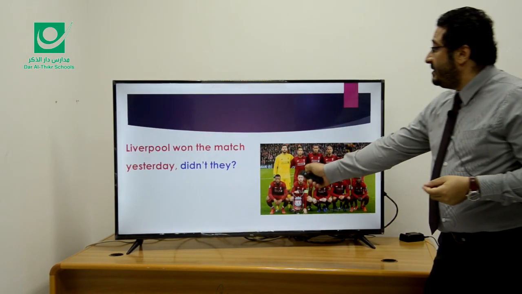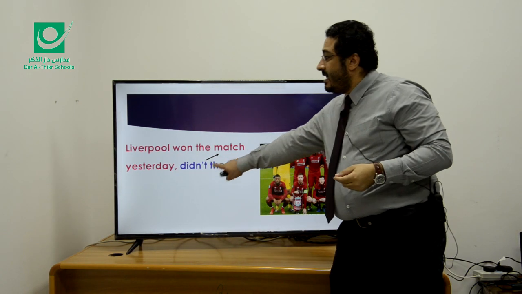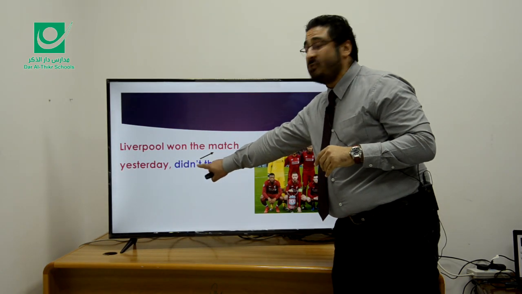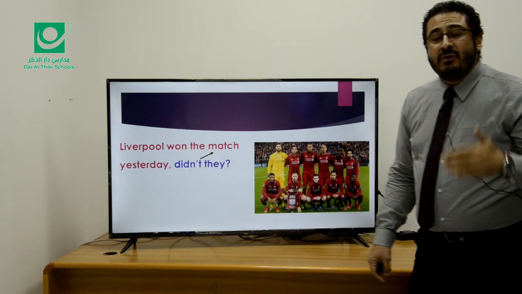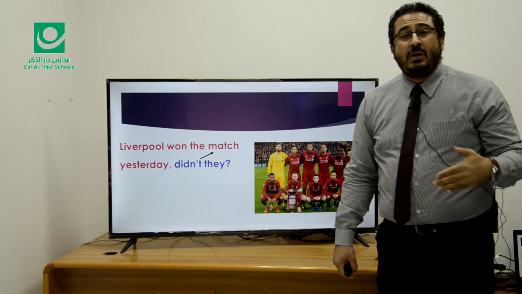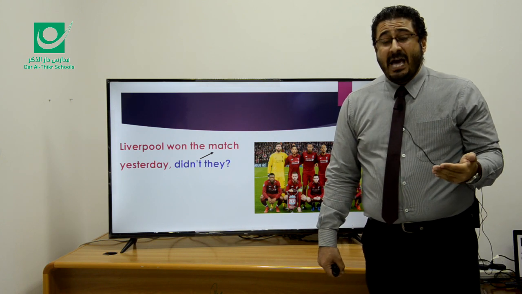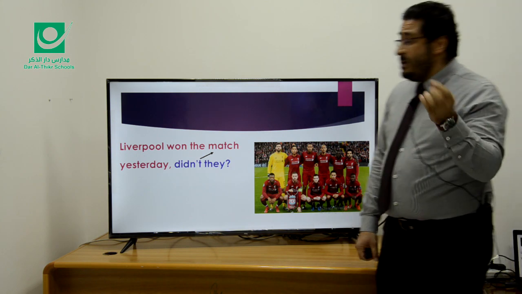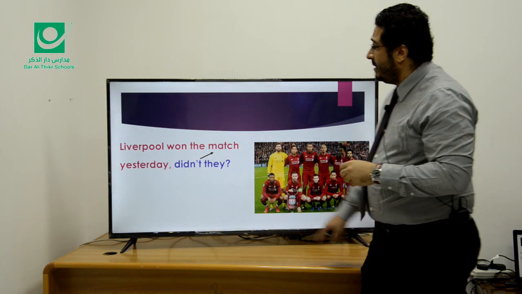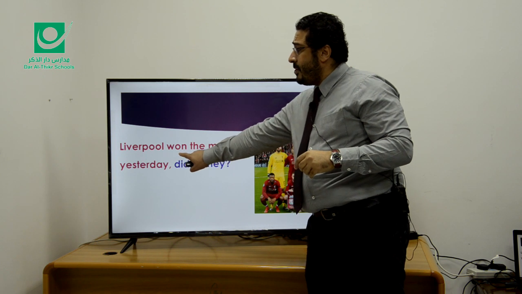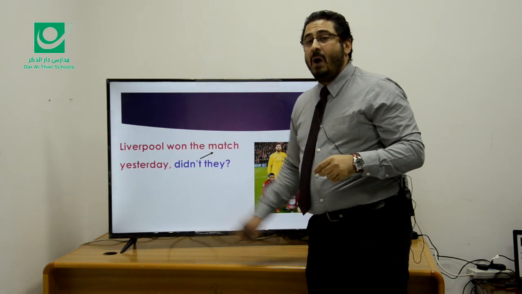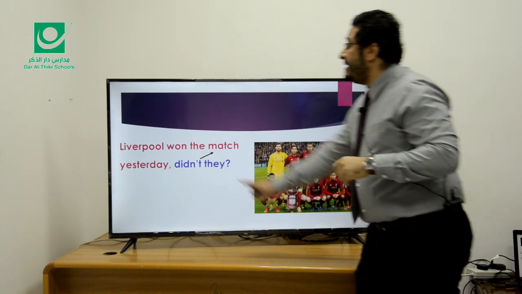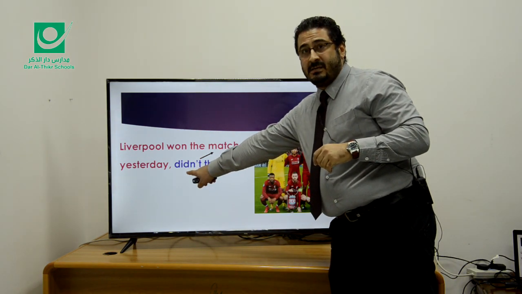And the tone here is different. It's a rising tone. So if the question tag has a rising tone, then you really need an answer, and you want to make sure that what you have just said is right. Now before we move to the other example, I want you to notice the verb here. Won is a verb in the past simple. Very good. That's why I used didn't.